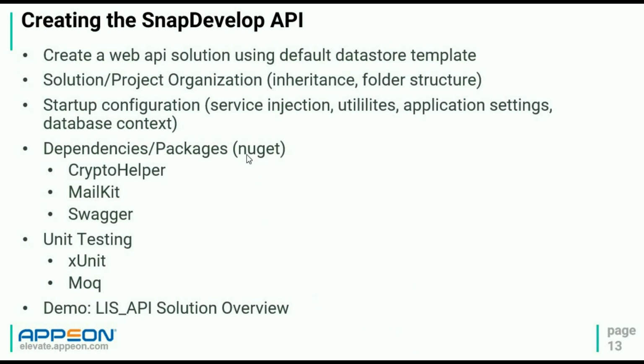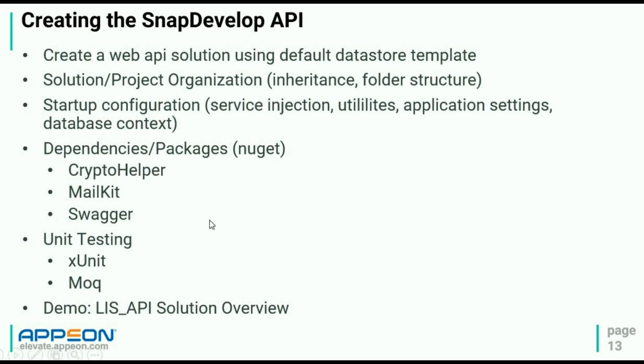The startup configuration is a class where the service injection takes place. You can set up utilities such as logging, things like Application Insights for telemetry, Swagger, and provide access to classes that give you properties and settings you might want to reuse anywhere in the application, and of course the database context, which controls which database you're going to connect to.